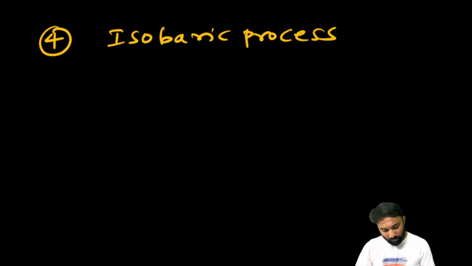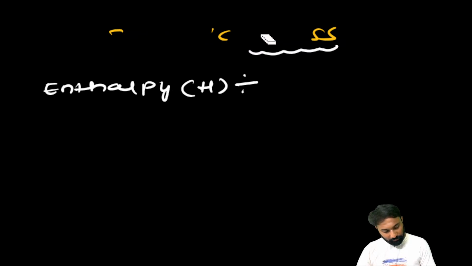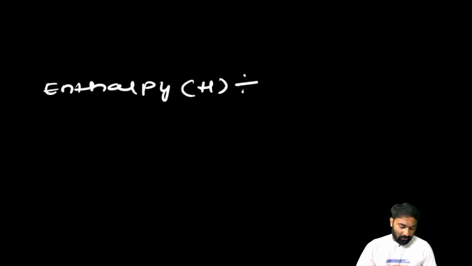Next, fourth one. This is a very important one, that is the isobaric process. Before going to the isobaric process, I want to introduce you to one new thermodynamic parameter, that is enthalpy. Now what is the meaning of enthalpy? Why has this enthalpy term been introduced? Enthalpy is denoted by H.